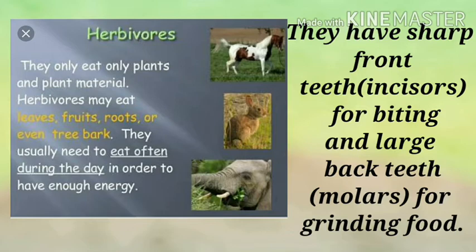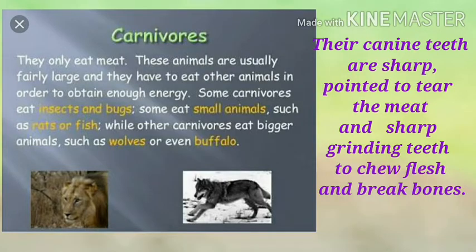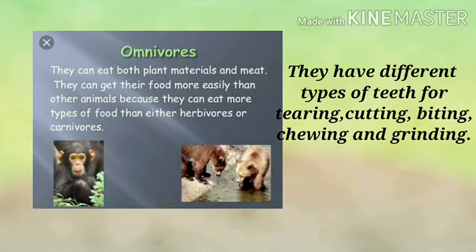These are flesh eating animals, so they have sharp teeth and the sharp grinding teeth even to chew the flesh and break the bones. Third type of animals, omnivores. These animals eat both plant and animal products. Example, we human beings, even different cat, dogs, etc.